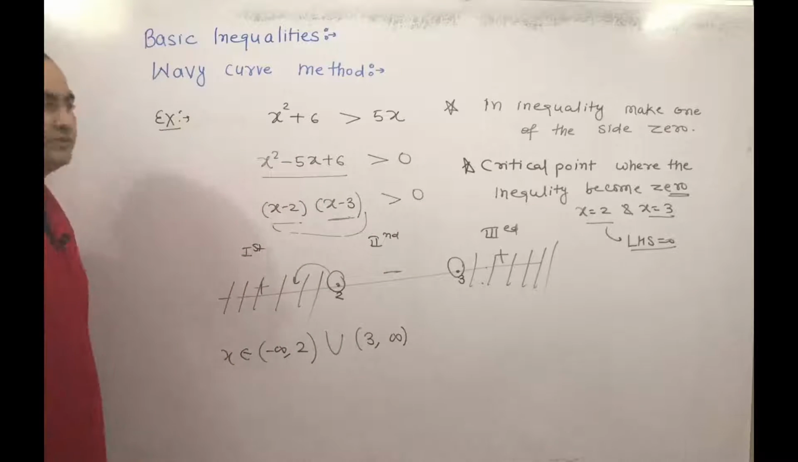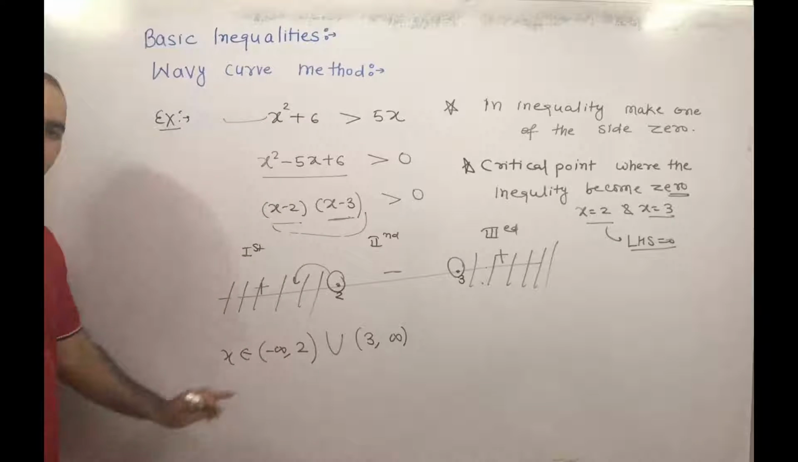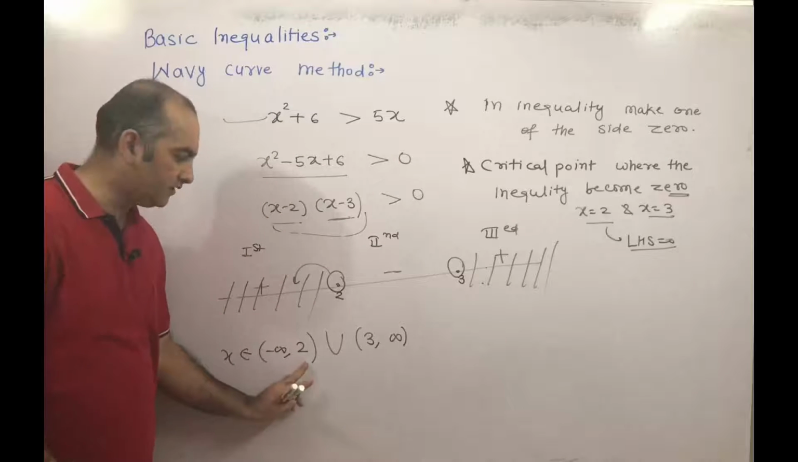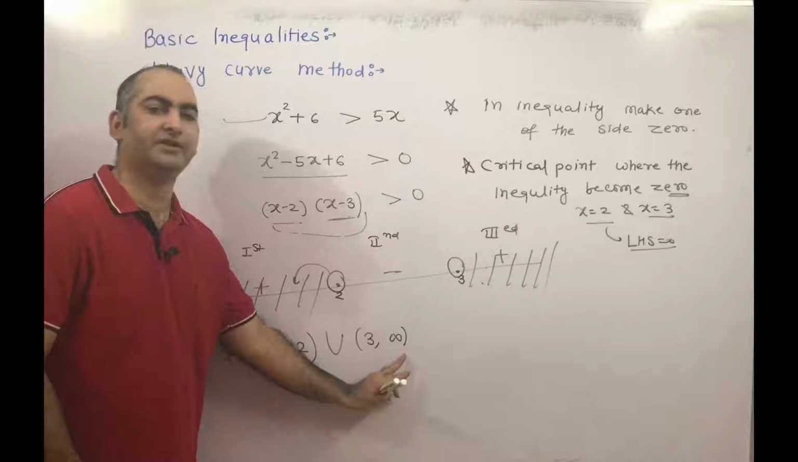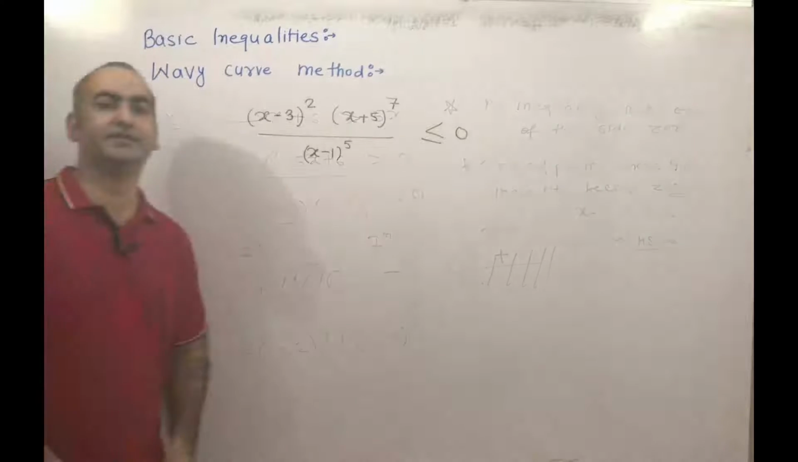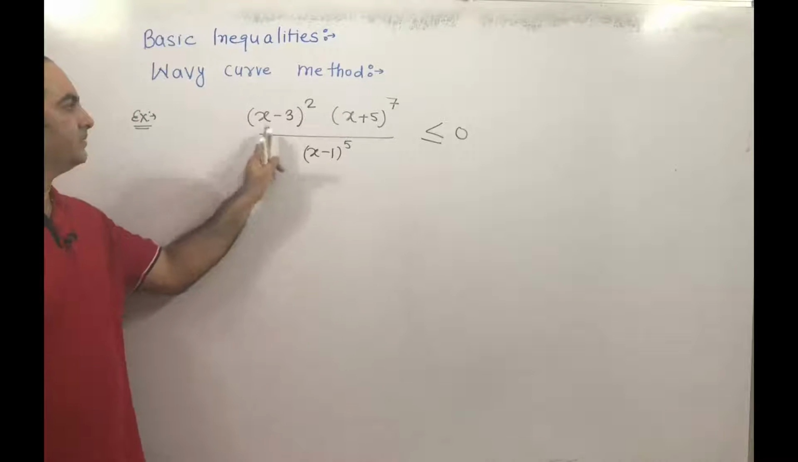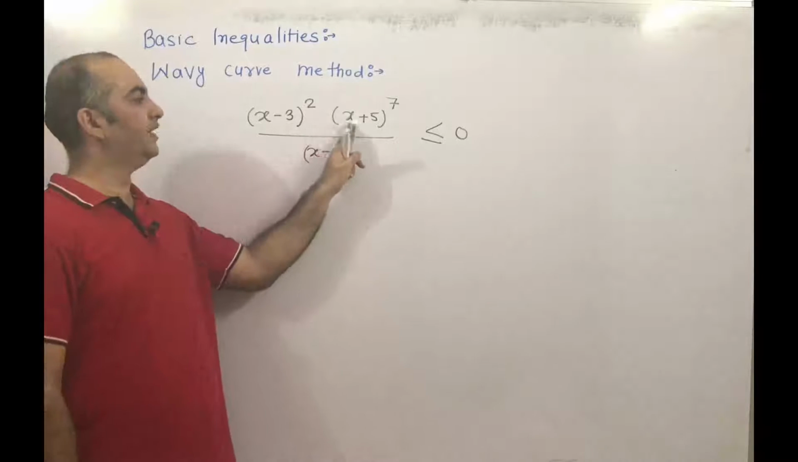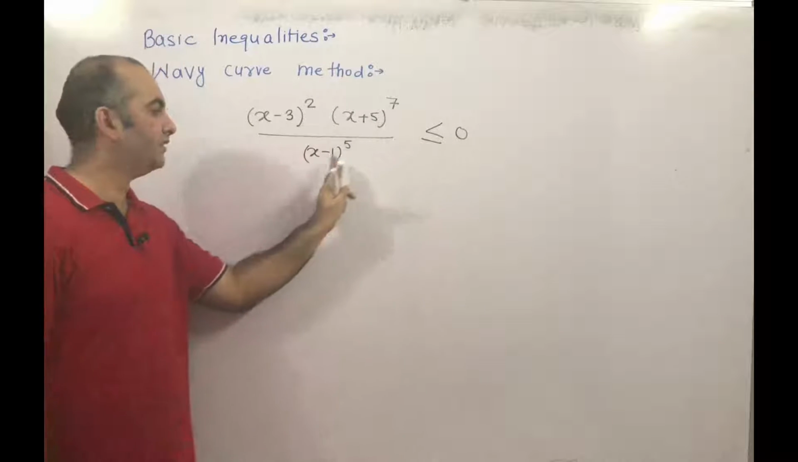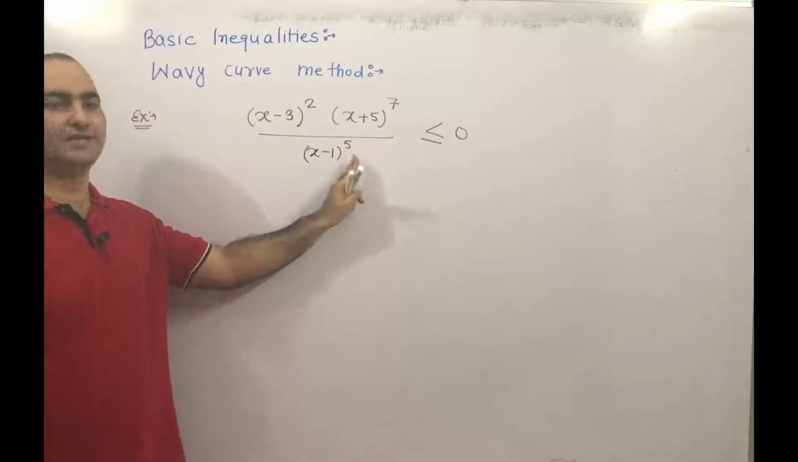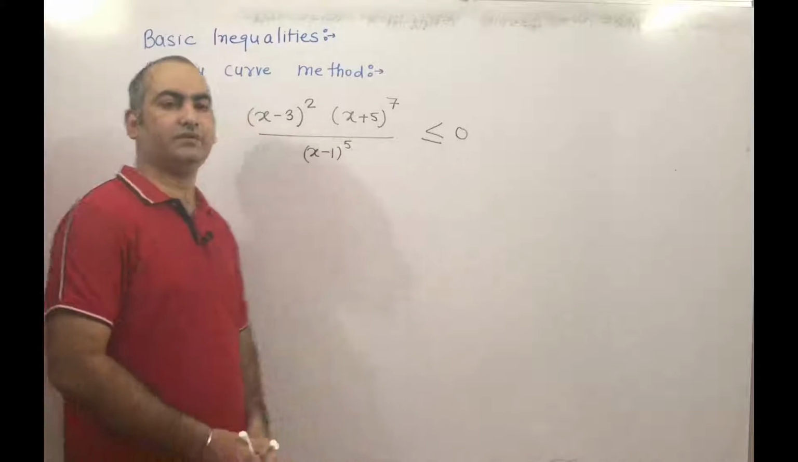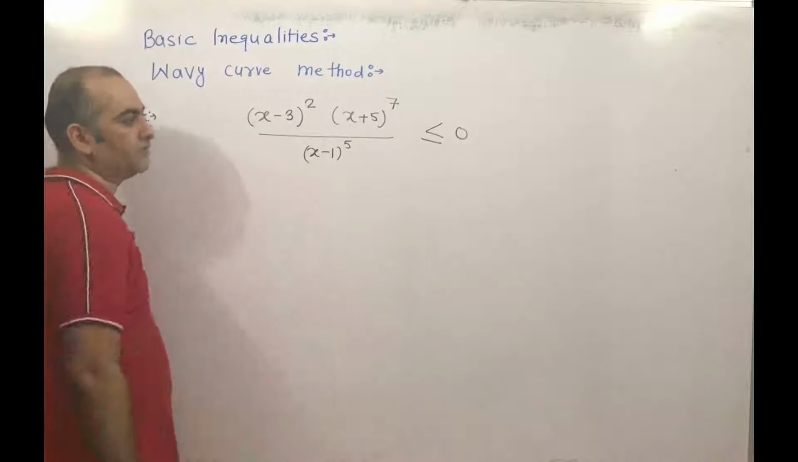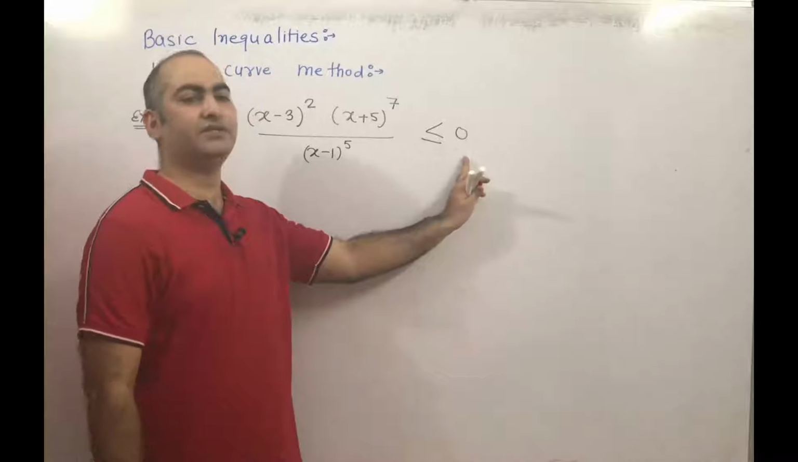So what is the solution of this inequality? That x belongs to minus infinity to 2, open interval, union, open interval 3 to infinity. This is your solution. Next we are discussing this example. This example is (x minus 3) whole square into (x plus 5) whole power 7 divided by (x minus 1) to the power 5 is less than or equal to 0. So this one we have to solve. How to solve? Here you can see one side is already 0.